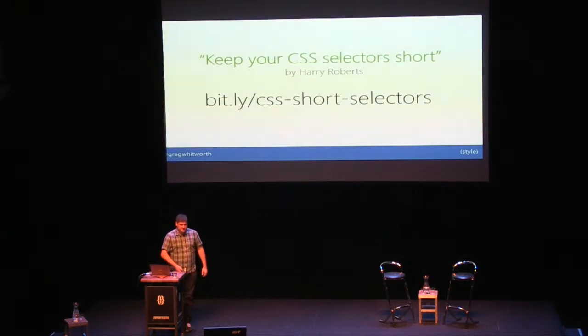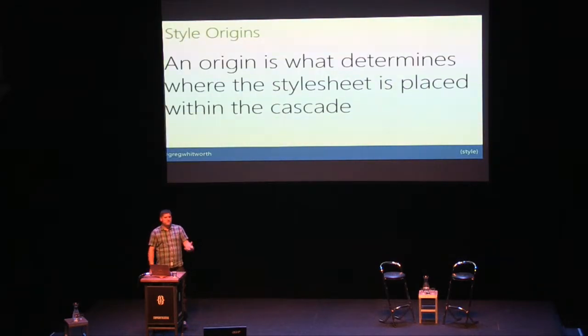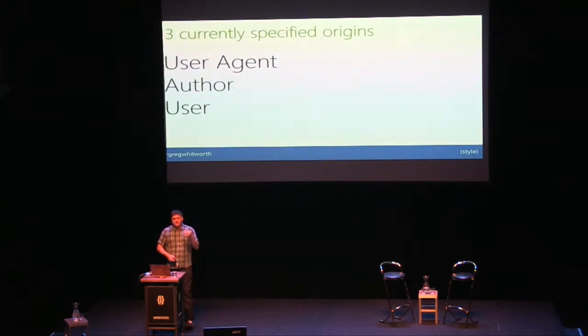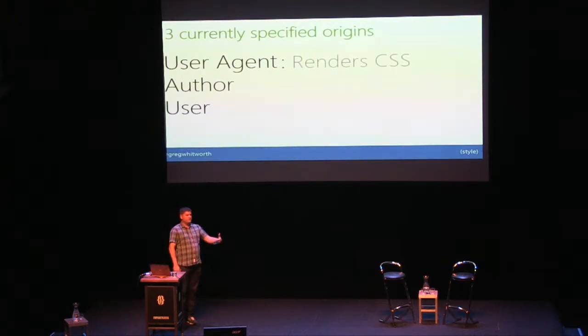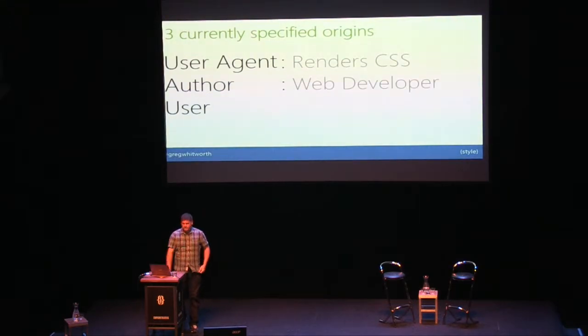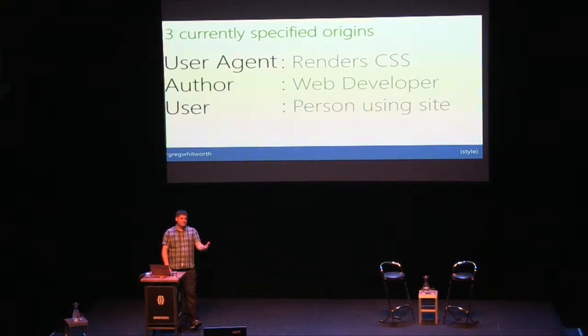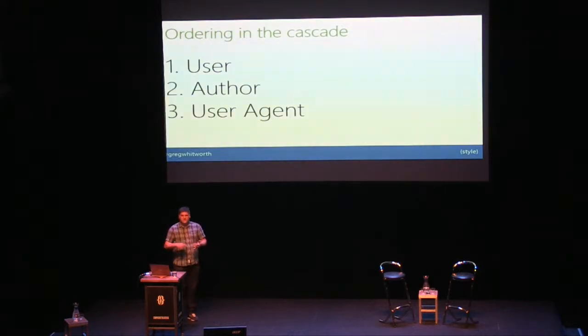In addition to specificity, however, we also have to take into account style origins. This is normally not talked about. Style origin is what determines where the style sheet is placed within the cascade. There are 3 currently specified style origins. There are also virtual origins, but we won't get into those today. There's the user agent, something that renders CSS, so the browser. There's author styles, so you, the web developer. And then there's user styles, where the person using the site has changed something that modifies the site. The ordering in the cascade is that user styles beat author styles, and author styles beat user agent styles.